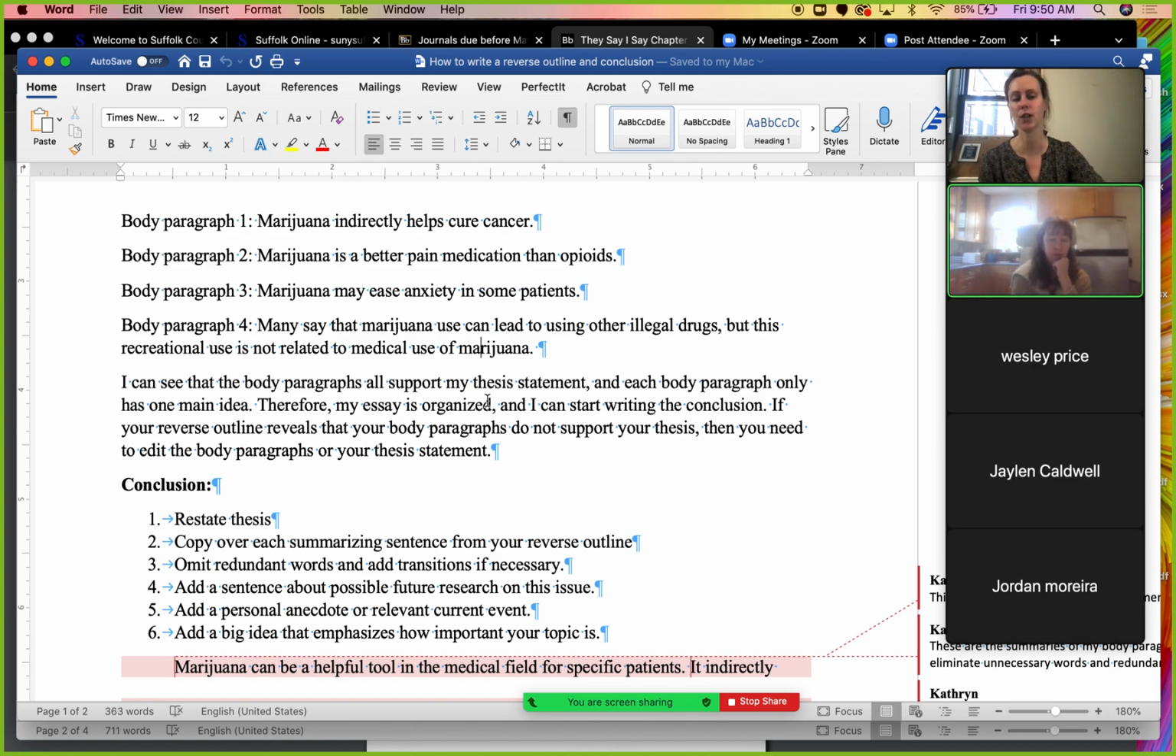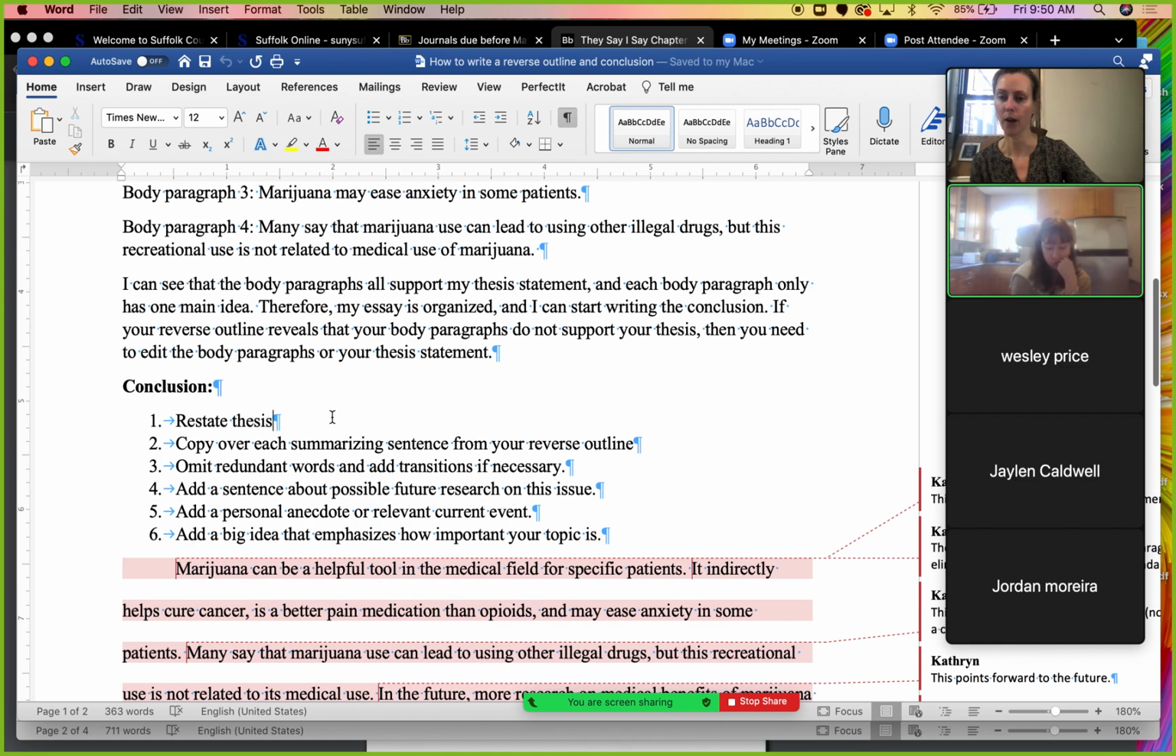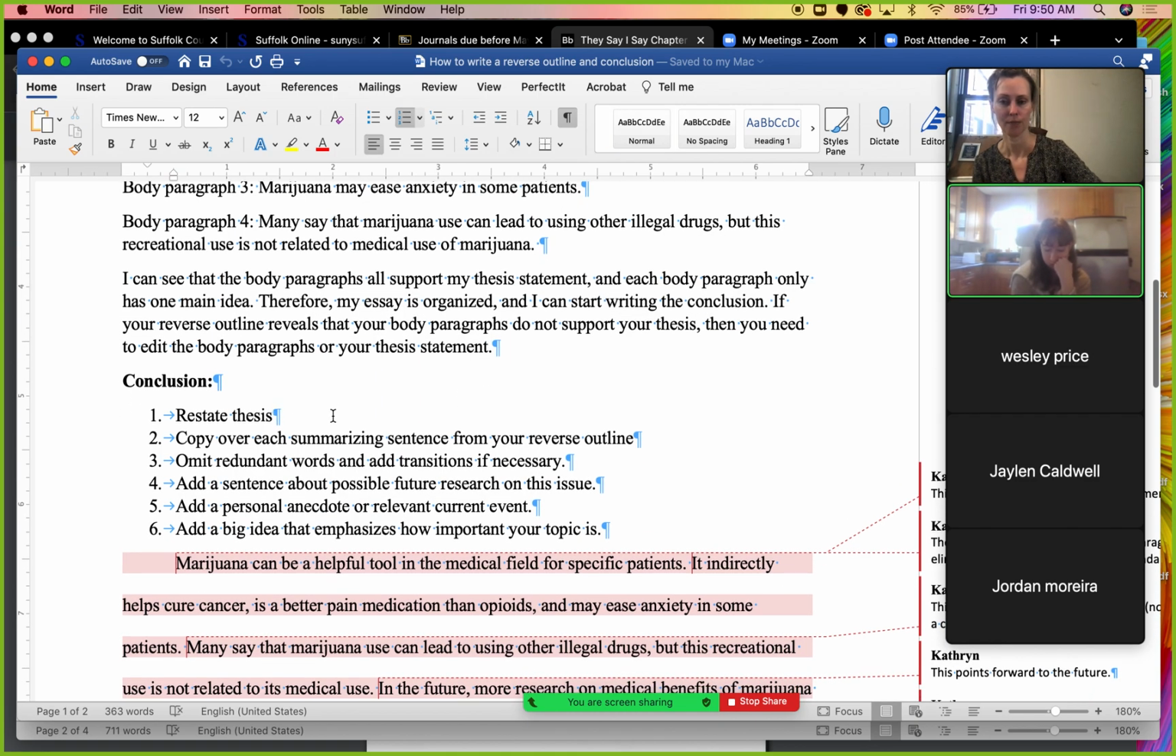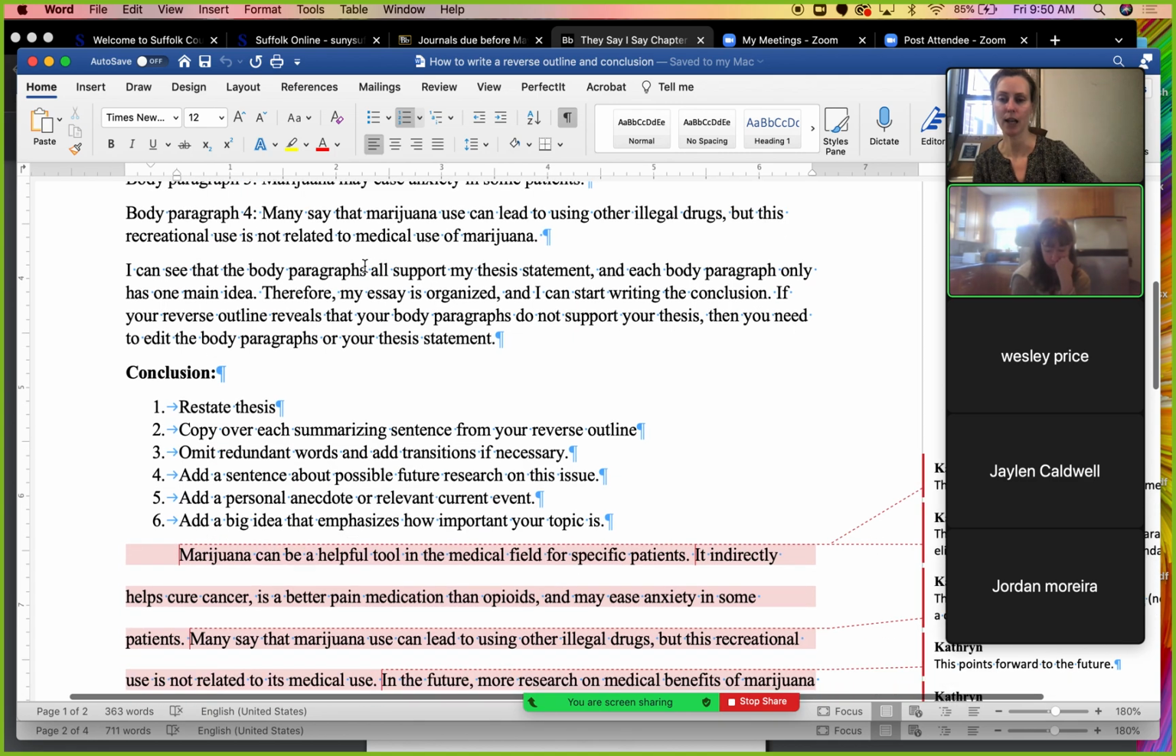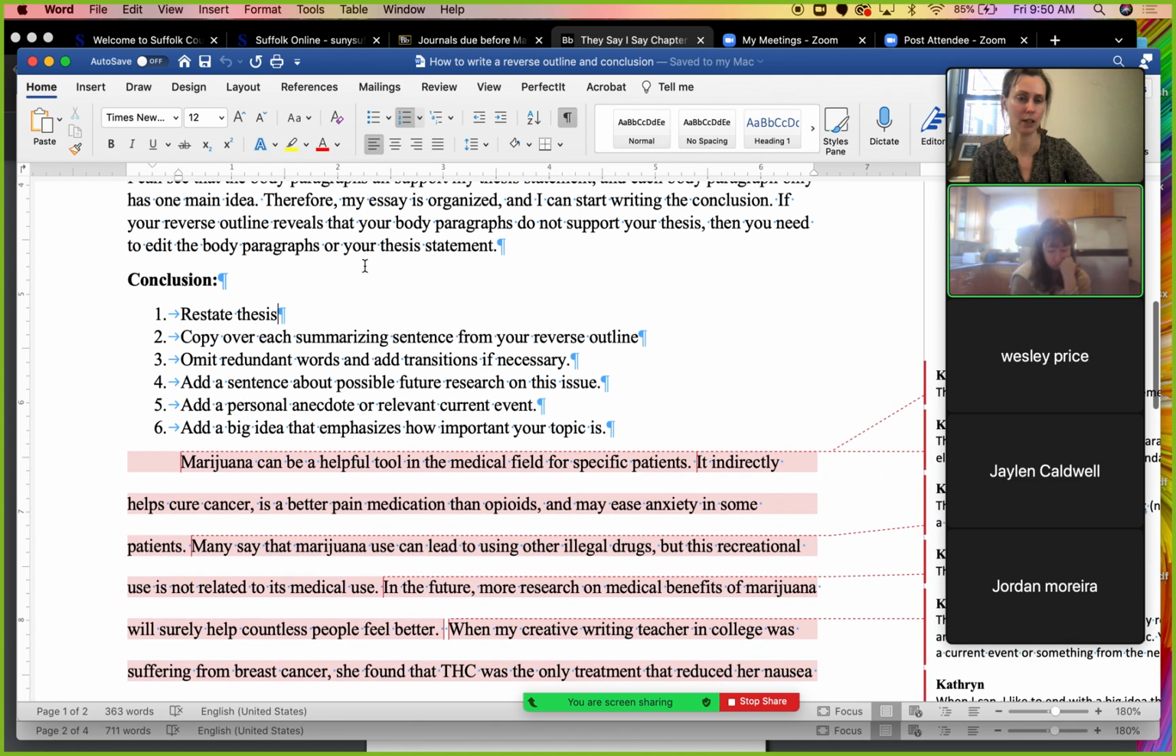If it turns out that one of your body paragraphs has two main ideas, well, you just split that up into two paragraphs. So the fixes are usually pretty easy. So when you have your conclusion, after you've done your reverse outline, your conclusion is almost completely finished.